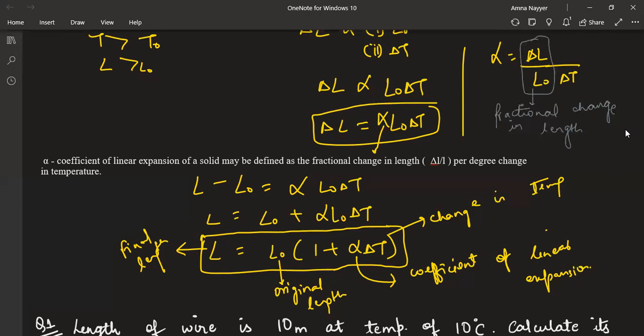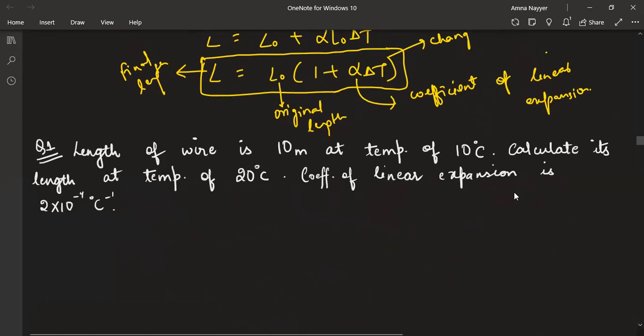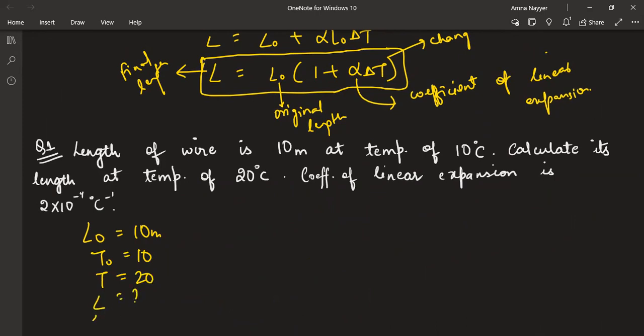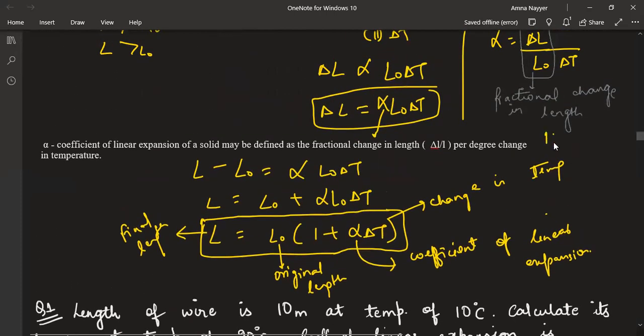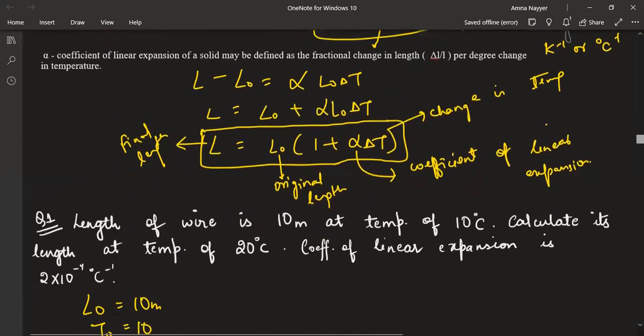See, I have one question. Using this, you can understand this. This question says that the length of a wire is 10 meters at temperature 10 degrees Celsius. It means the original length is 10 meters. Original temperature is 10 degrees. You have to find the length at temperature 20. So this length you do not know, but you have alpha as 2 into 10 to the power minus 4 per degree. Yes, class, one more thing. The SI unit of this alpha is Kelvin inverse or per degree Celsius, because length here will get cancelled and only the change in temperature will be left.